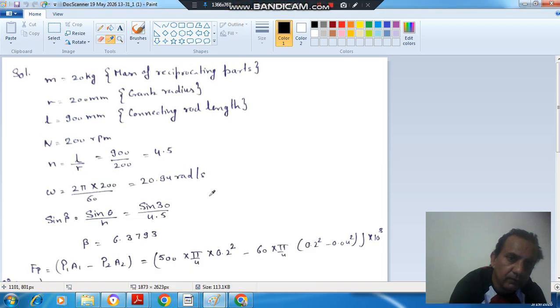So here the mass of the reciprocating part is 20 kg. Crank radius R is 200 mm, length of connecting rod L is 900 mm, and speed of the engine is 200 rpm. So as L is 900 mm and R is 200 mm, n, the ratio of length of connecting rod to crank radius, is 4.5. From this we can calculate omega. Omega is 2 pi N by 60, so that is 20.94 radian per second.